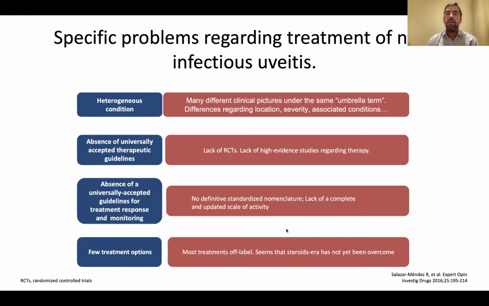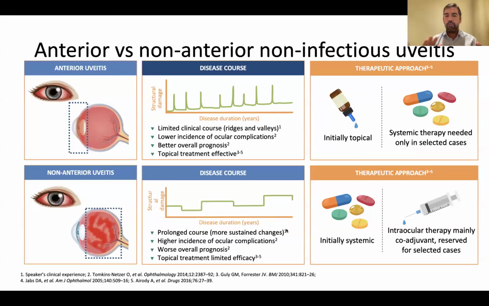When comparing anterior with non-anterior non-infectious uveitis, in anterior uveitis patients, the disease course, as you know, is limited with a lower incidence of ocular complications, with a better overall prognosis and with topical treatment being effective. That's why these patients are treated initially with topical treatments with systemic therapy reserved for selected cases.